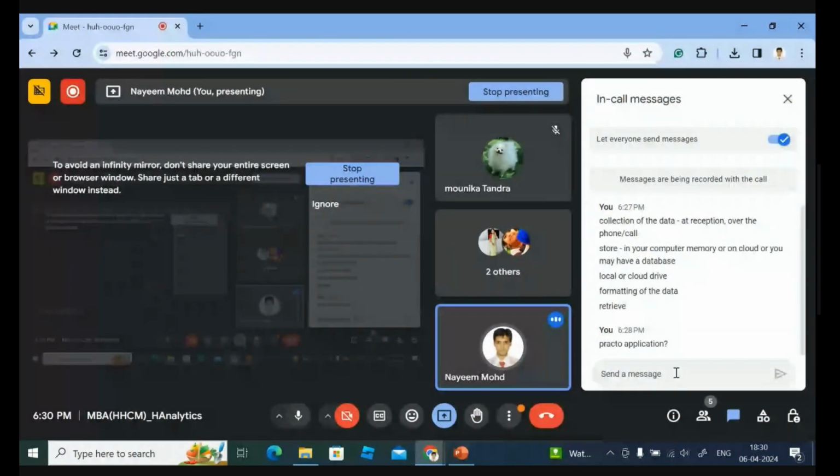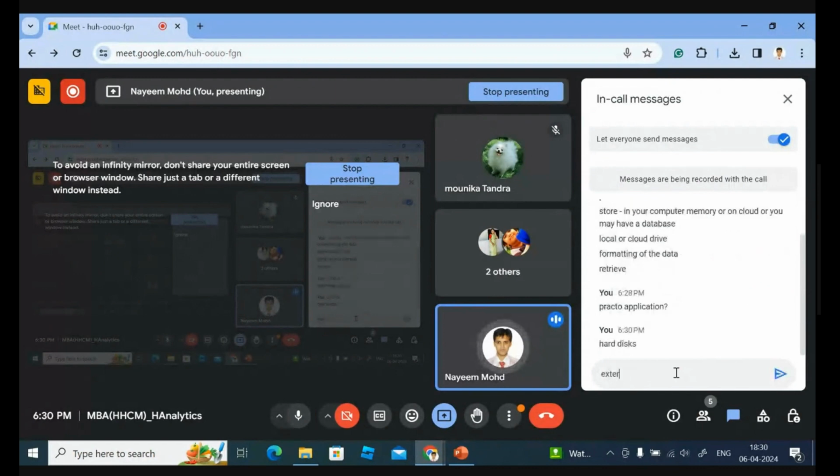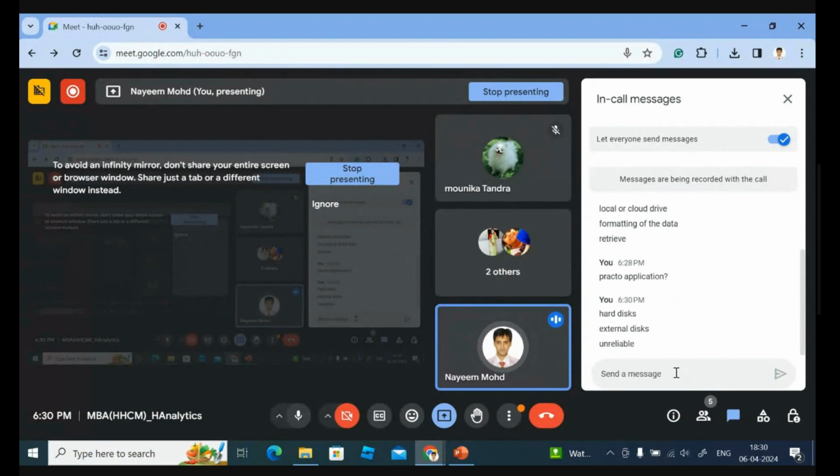And what happens if the storage becomes corrupt? There are always hard disks, external hard disks, and these disks can actually be unreliable. So retrieval of the data is a huge, huge challenge. So safeguard the data for future purposes or for administrative purposes.